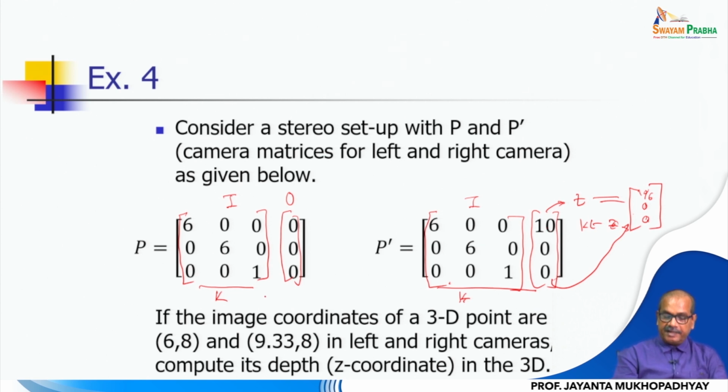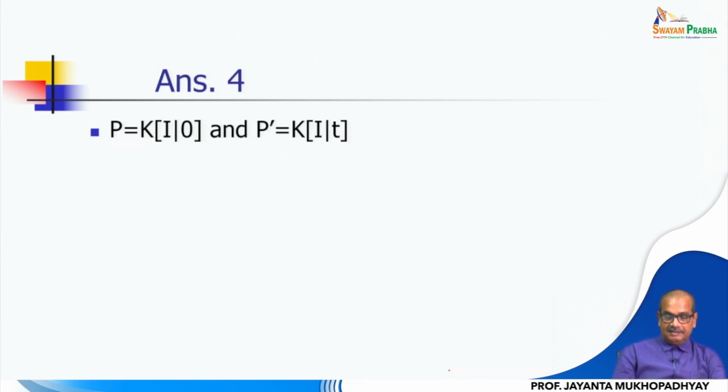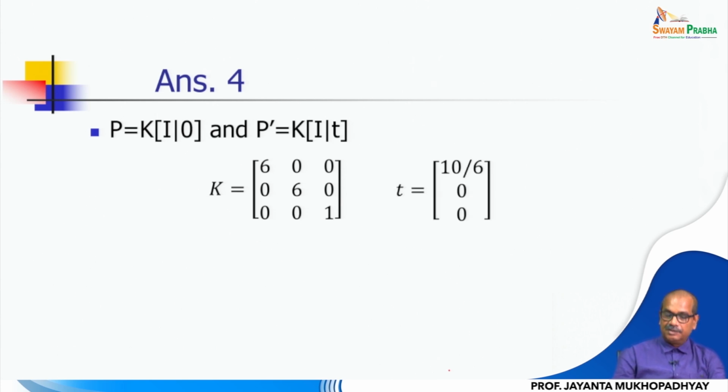So anyway, if I give you these two matrices where there is no rotation but only translation in the stereo setup, and I give you two image points 6.8 and 9.338 in the left and right cameras, compute the depth, using the same formulation that we have done earlier. So this is the case, which means K should be equal to this, and T is 10 by 6, 0, 0.